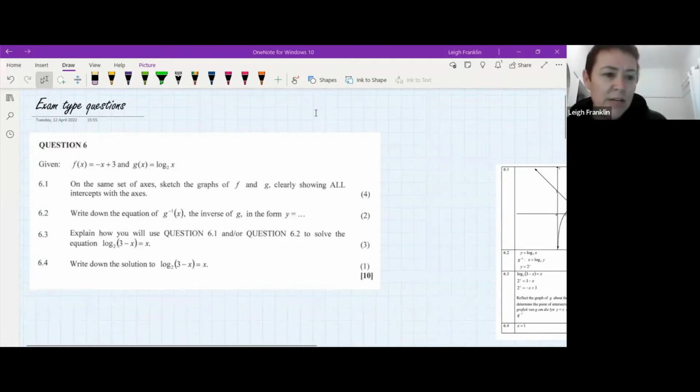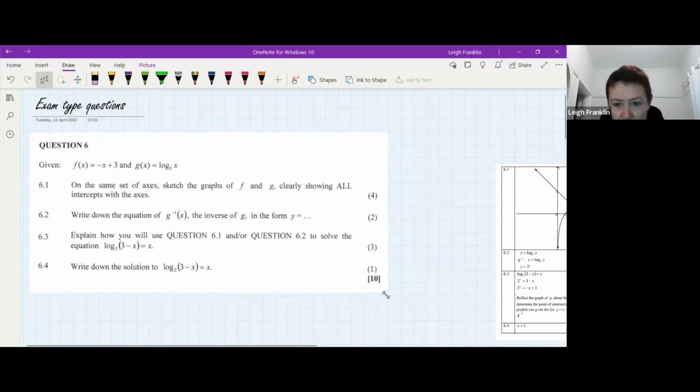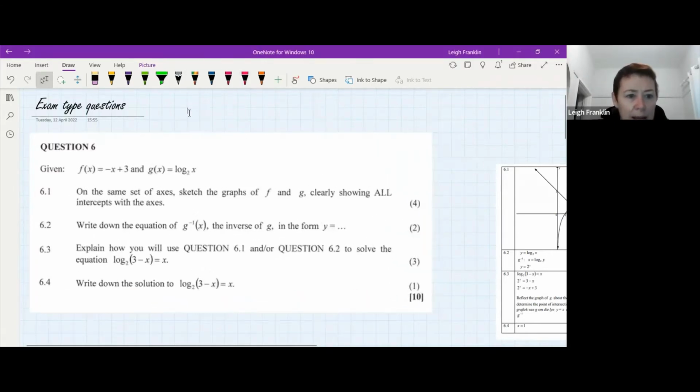The idea is to provide you with relevant information and questions. All right, let's get started. The very first question gives us two graphs, f of x equals minus x plus 3 and g of x, which is log 2x.